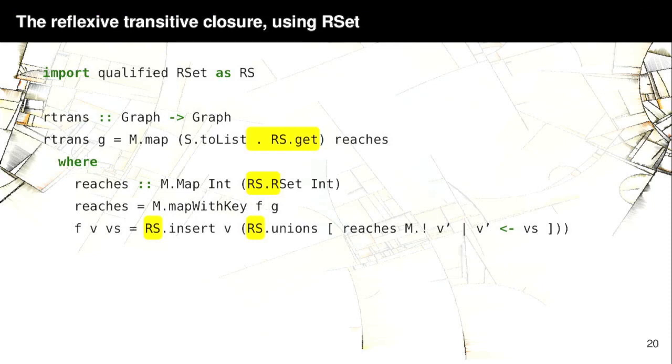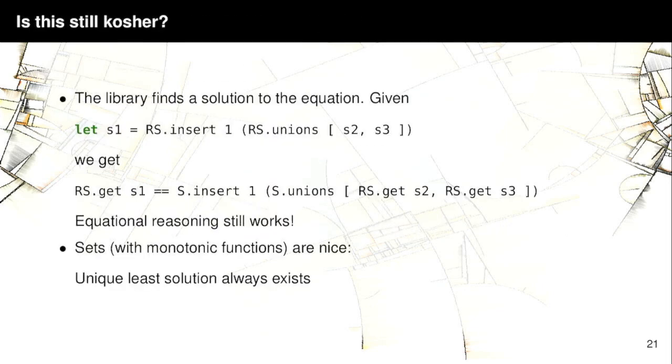But people were wrinkling their forehead when I said unsafePerformIO. This is like dangerous territory. So the question is: is this kosher? Can I really do that without breaking all the beauty of Haskell, of programming with Haskell? And the question really is: is this still pure?